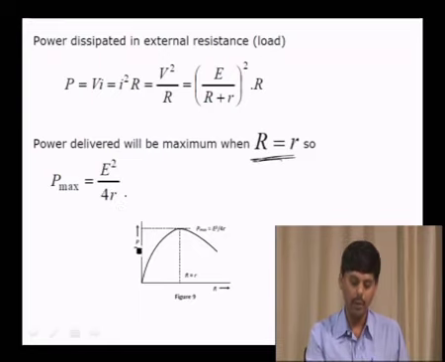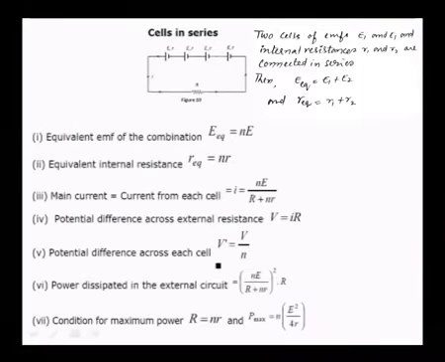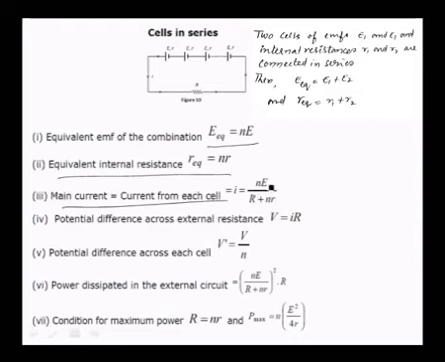If you plot a power versus resistance curve, we get a curve like this. Next, cells in series and cells in parallel. For n number of identical cells in series, the equivalent EMF is equal to nE. The equivalent internal resistance is equal to nr, and the current in the circuit is I = nE divided by (R + nr). The potential difference across the resistance is V = IR. The potential difference across each cell is V dash = V by n.